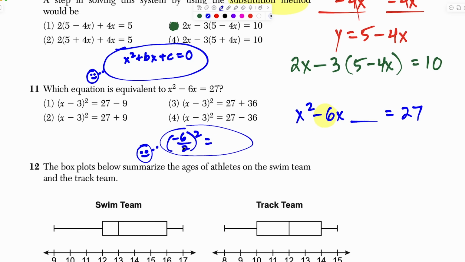So negative 6 divided by 2 is negative 3. So we have negative 3, and when we square it, we get 9. So we have 9. That number we add to both sides. So I'm going to go plus 9 on the left and plus 9 on the right.